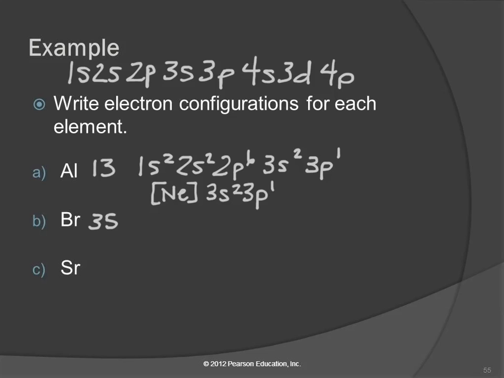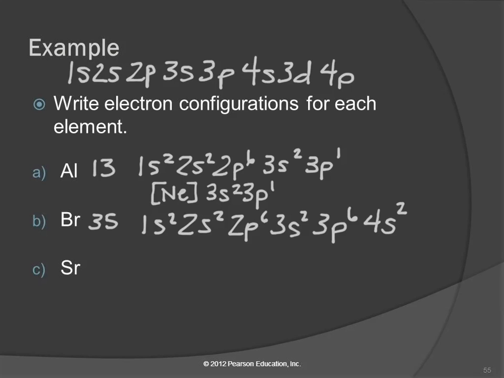So bromine would be 1s2, 2s2, 2p6, 3s2. Then the 3p orbital is going to get full with 6. The next is 4s, which can hold 2. And then we get to 3d, which can hold 10. And then we get to 4p, which can hold 6, but we don't need all 6, do we? We just need 5.